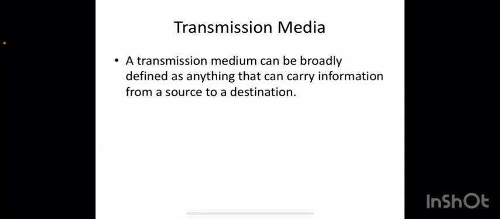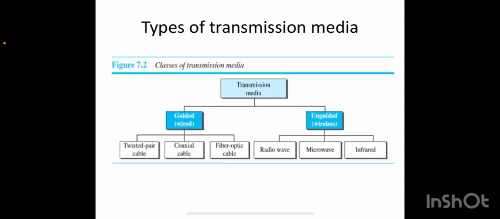If we try to define transmission media, it can be broadly defined as anything that can carry information from a source to a destination. For example, if two people are talking to each other, air is the medium of communication. Air is the transmission media. In the case of data communication or computer communication, we can classify transmission media into different categories. Broadly, we have guided media or wired media, and unguided media or wireless media.